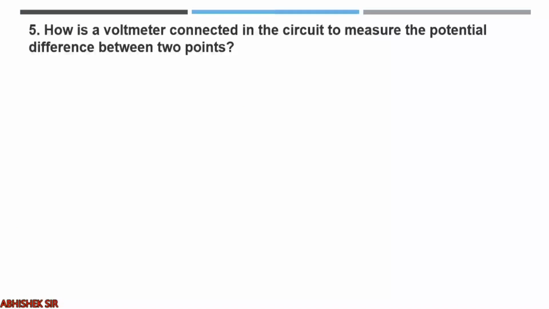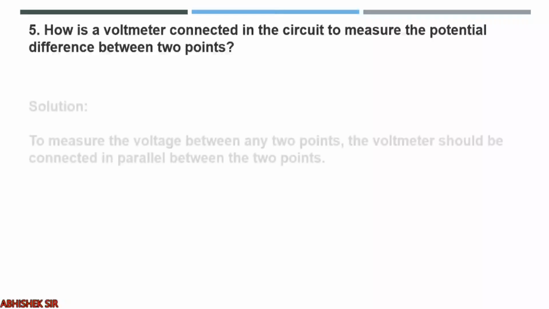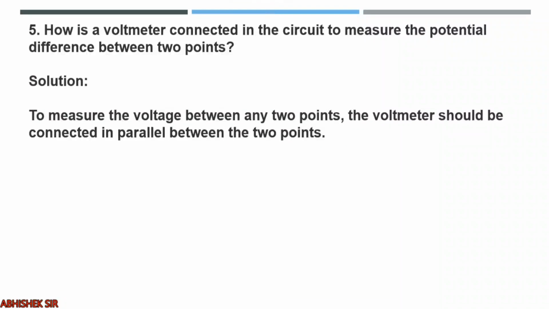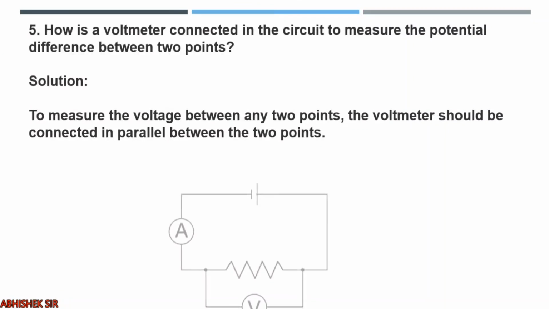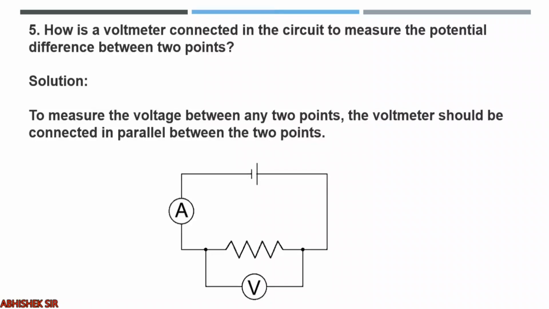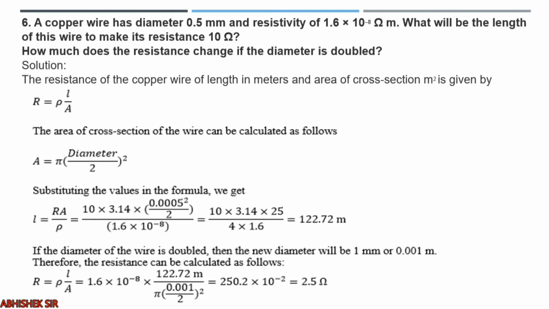How is a voltmeter connected in the circuit to measure the potential difference between 2 points? We all know that to measure the voltage between any 2 points, the voltmeter should be connected in parallel between the 2 points. You can see this, right? Voltmeter is always connected in parallel. So this was an easy question. Moving on to the next one.